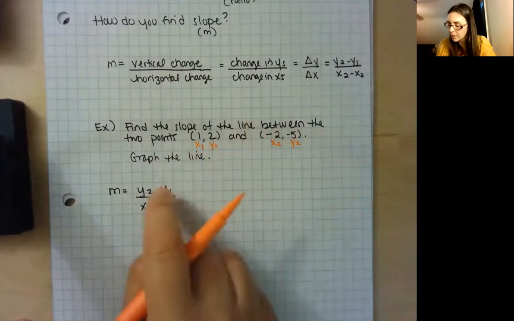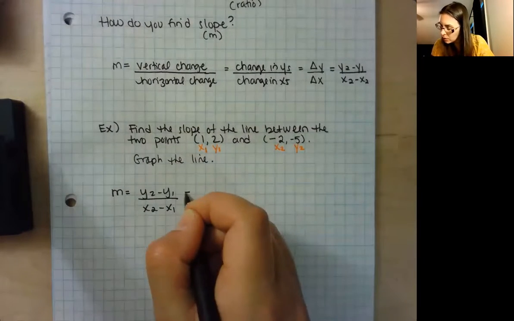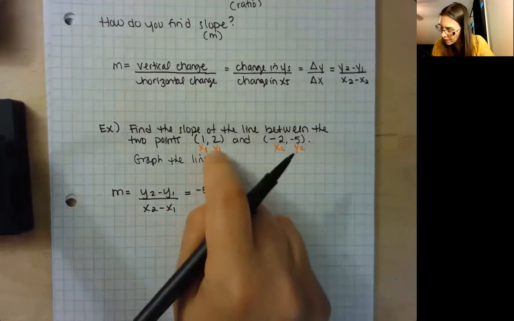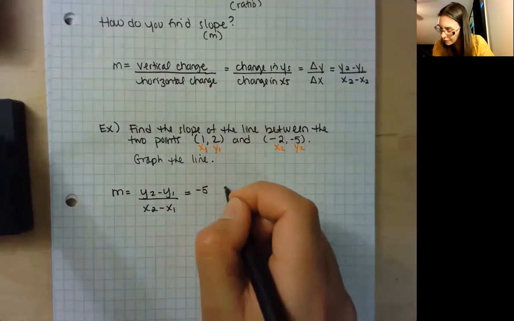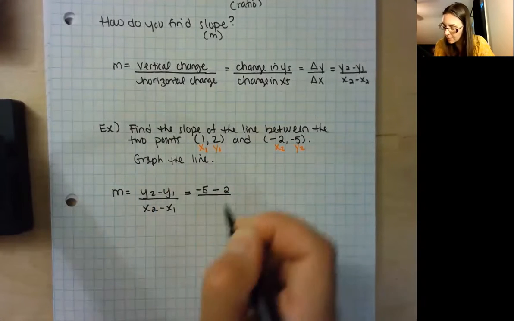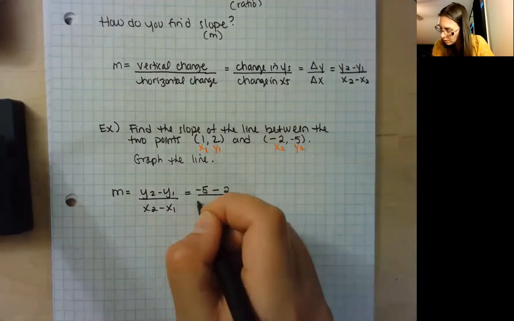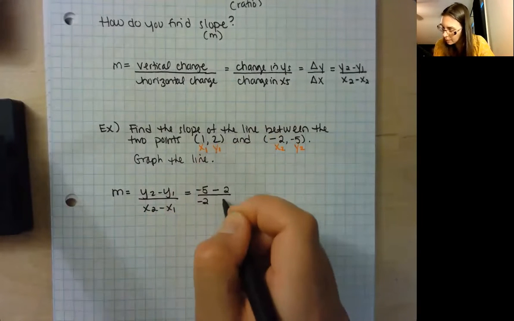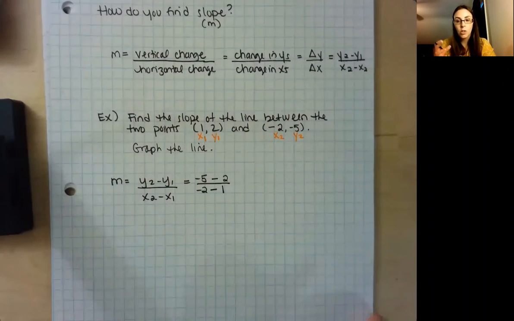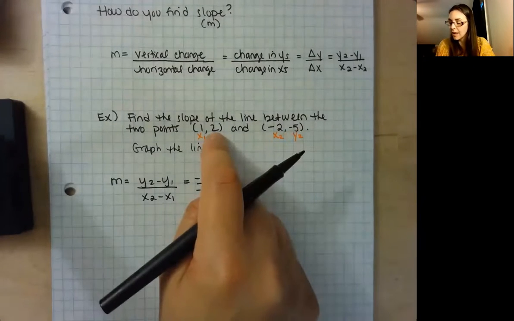And then what I'm going to do is I'm going to substitute my values into the formula. So here, my y2 value is -5, and my y1 value is 2. And be careful, there is a subtraction sign in between. And I do the same thing for the x's. My x2 value is -2. My x1 value is 1, and be careful, there's always a subtraction sign in between.